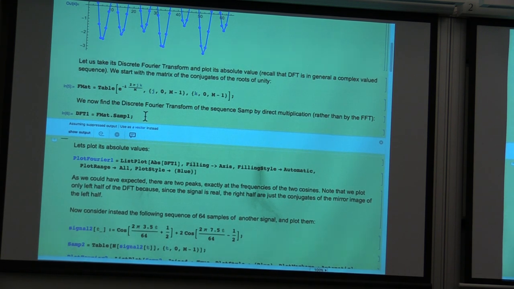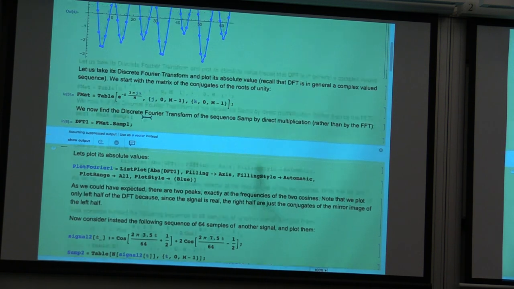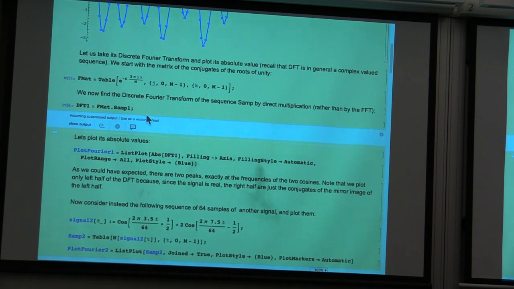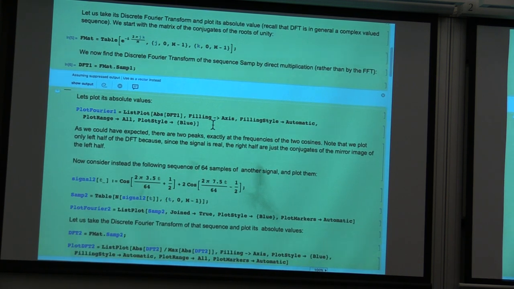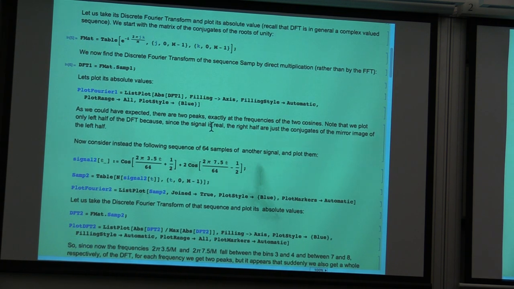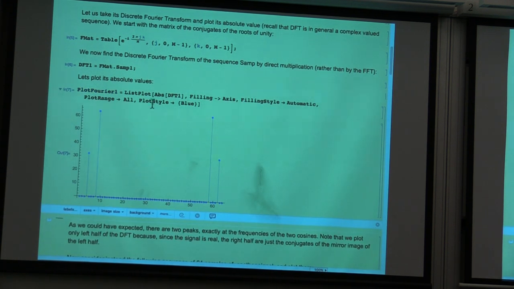with signal samples? In practice, when speed is important, instead of this matrix-vector multiplication, what do we do? How do you compute the discrete Fourier transform efficiently? Fast Fourier transform, right? But here the matrix is really small, and we will not bother, we will just compute it directly.